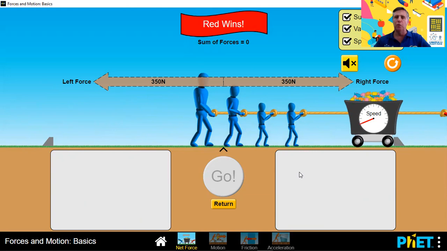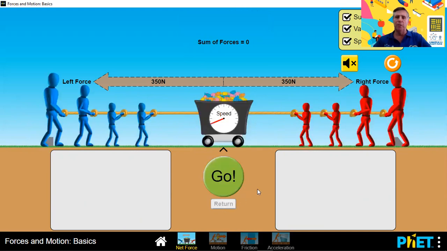So there you saw Newton's first law of motion very nicely illustrated. And of course, when the two sides are unbalanced, then you see the second law, that an unbalanced force causes an acceleration in the direction of that force.